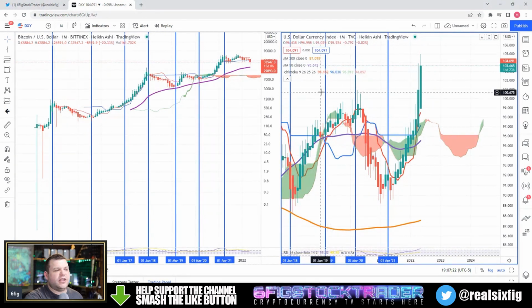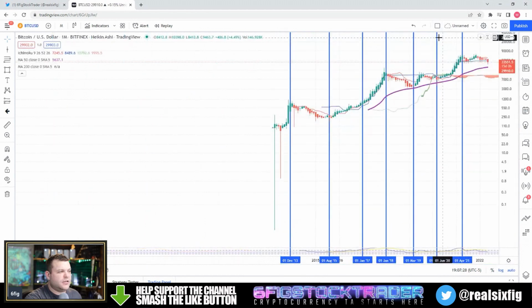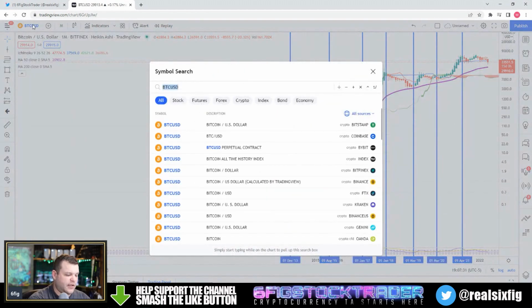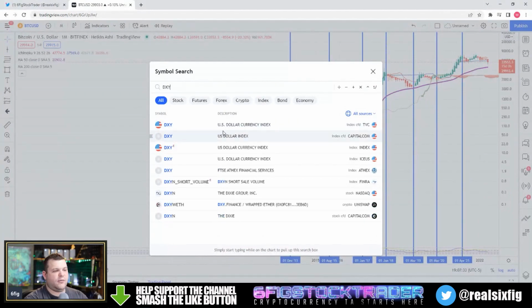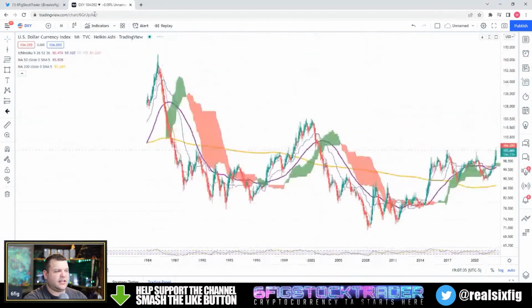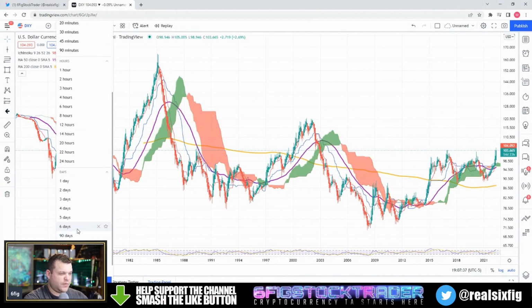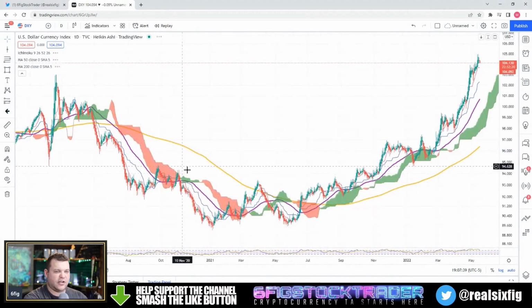So I thought it would be interesting to now look at the US dollar, and we're going to just pull up a chart here. So we're going to type in the DXY, and we'll look at the US dollar currency index. And this time we're going to pull this up on the daily chart.